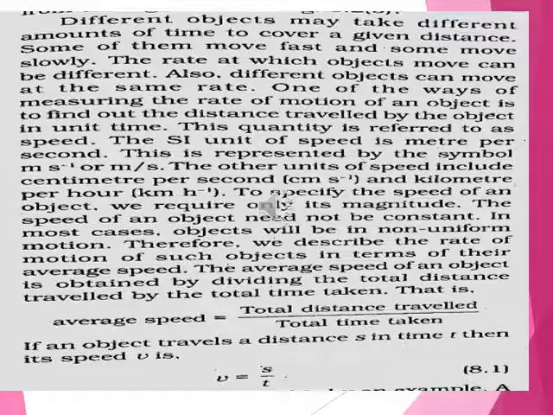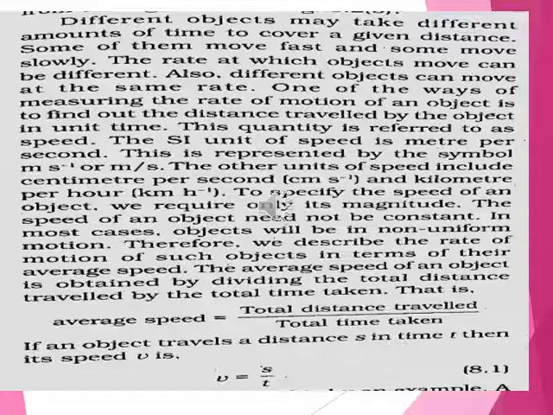See here, different objects may take different amounts of time to cover a given distance. Some of them move fast, but some of them might move slowly. The rate at which objects move can be different. So how will we measure which object is slow and which object is fast? Also, different objects can move at the same rate. Sometimes different objects can also move with the same motion.